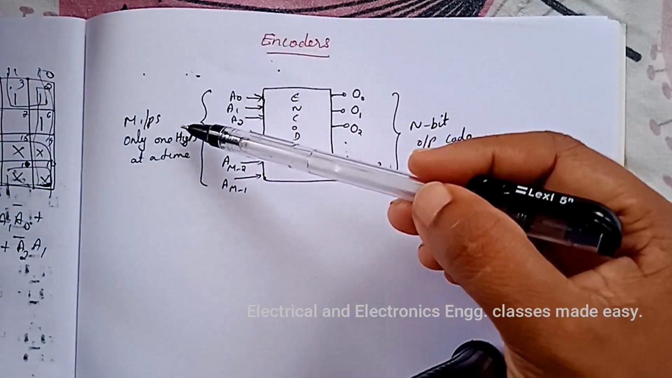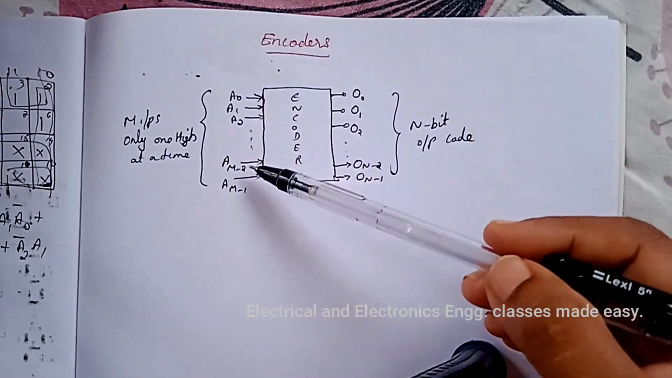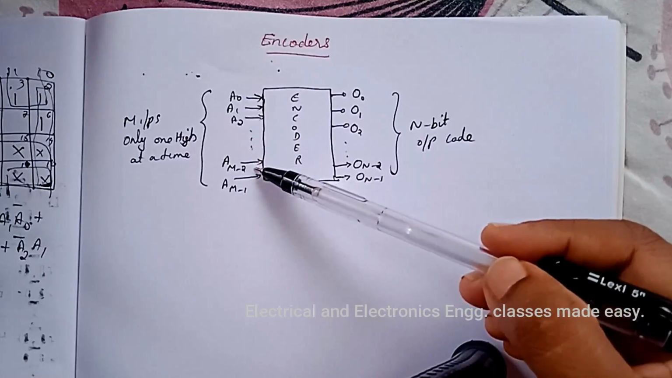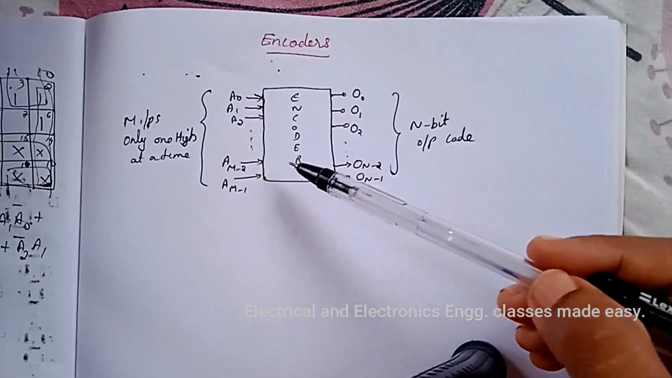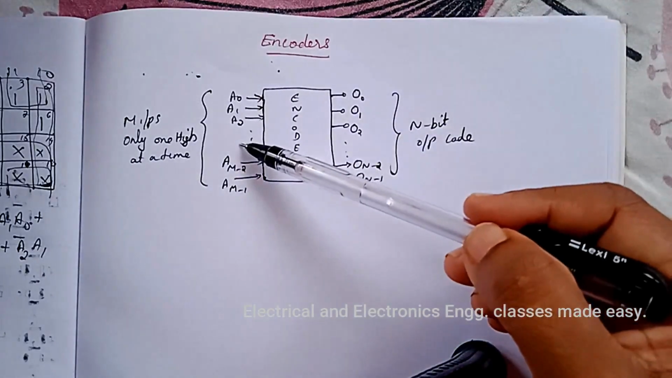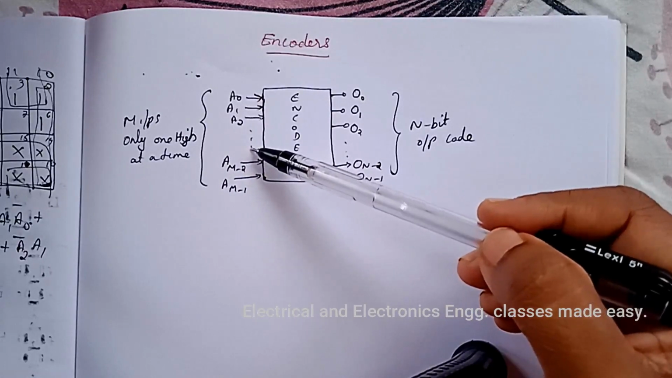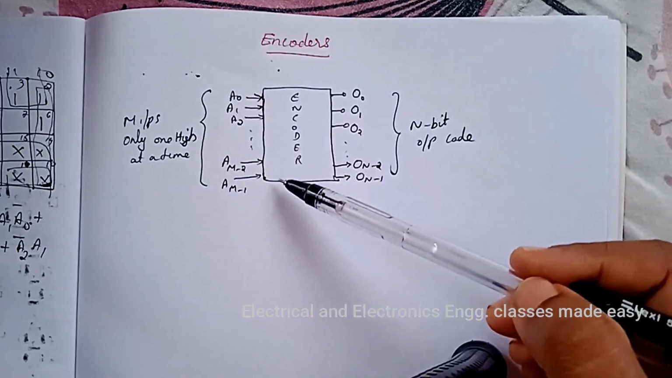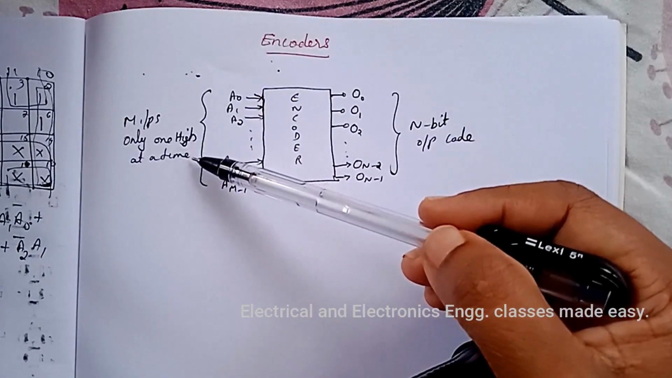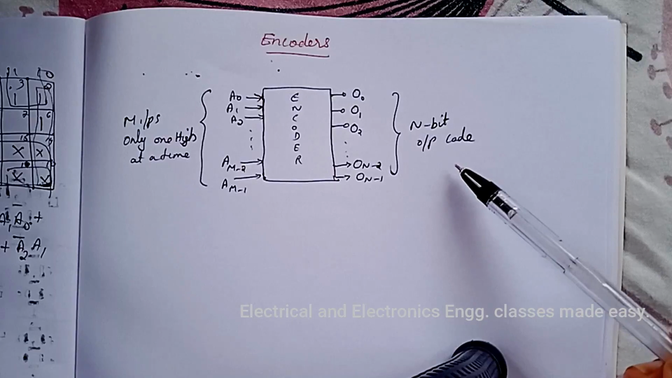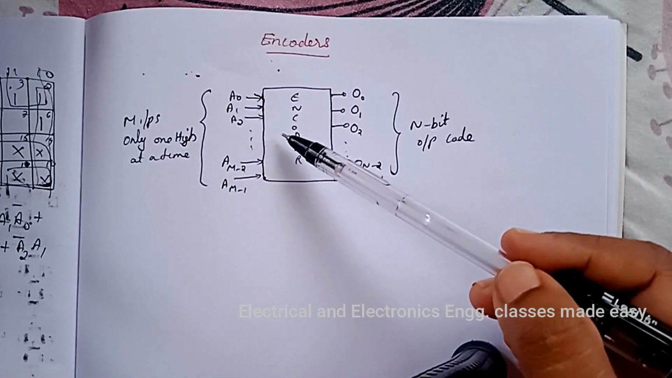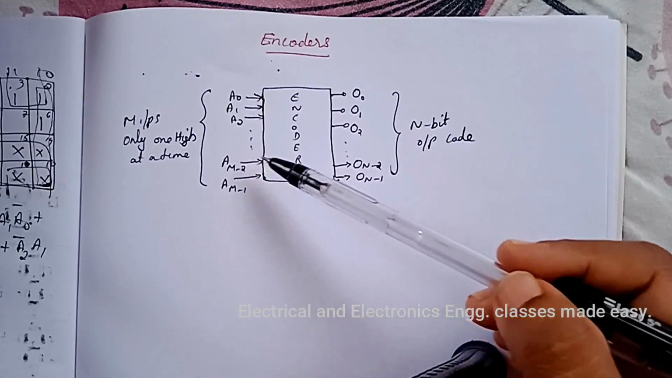An encoder has a number of input lines, only one of which is activated at a given time, and produces an n bit output code depending on which input is activated. So this is the block diagram for an encoder with m inputs and n outputs. And here the inputs are active high, which means they are normally low.